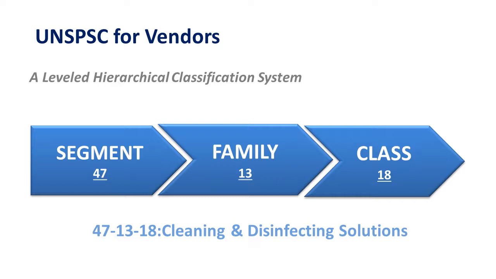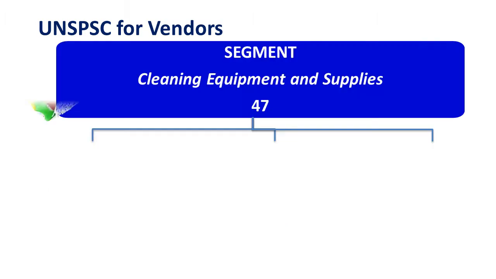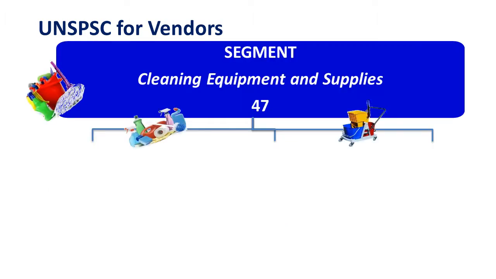The UNSPSC shown here, 471318, represents cleaning and disinfecting solutions. Segment is a broad or general category for the goods or services. It is the highest classification level in the UNSPSC code set.